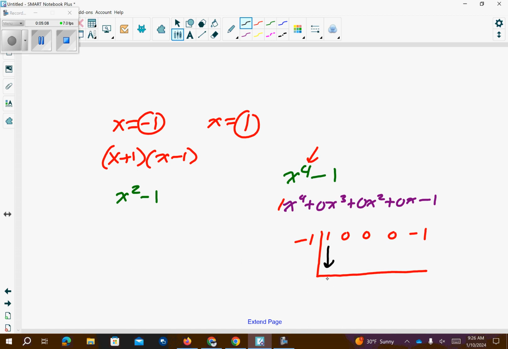So first thing I'm going to do is I'm going to draw an arrow. This comes straight down. Make sense? 1 times negative 1 is negative 1. Add these together. 0 added to negative 1 is negative 1.